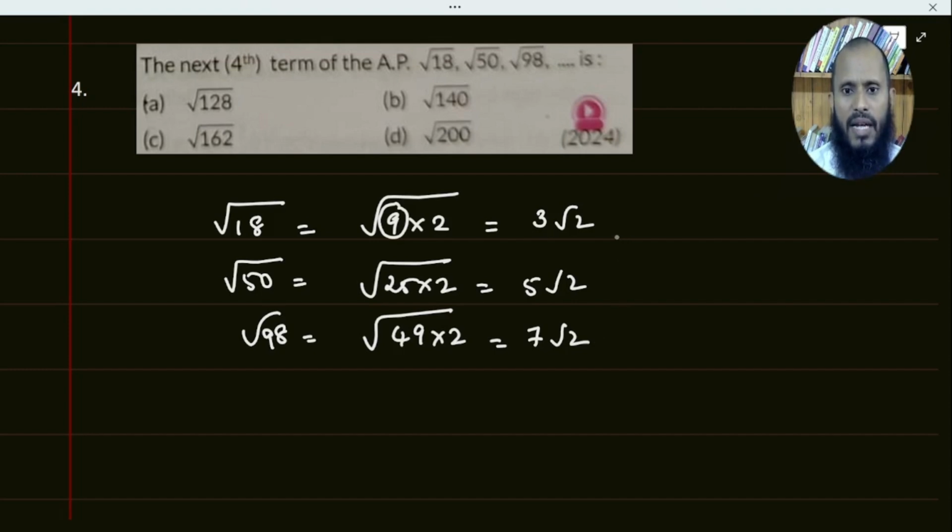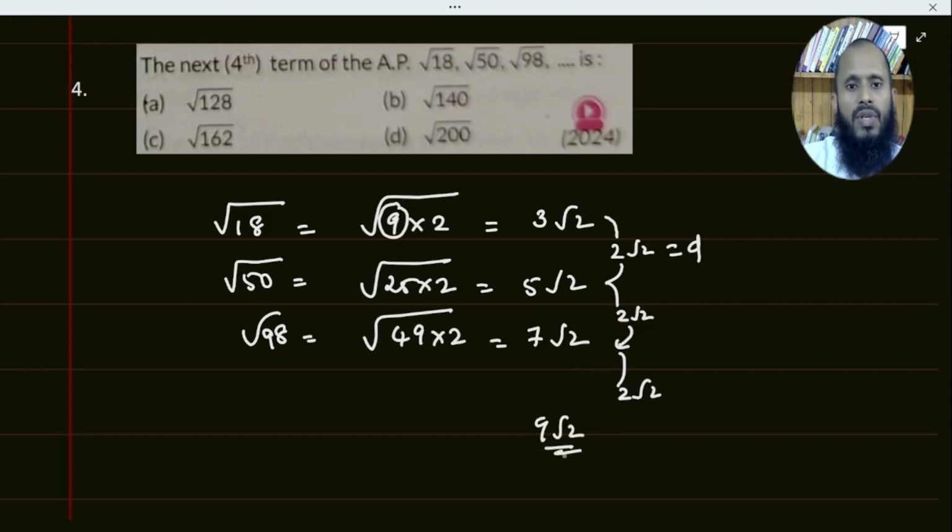Now I can see a pattern. To this 3 root 2, if I add 2 root 2, I'll get 5 root 2. Similarly, to this 5 root 2, if I add 2 root 2, I'll get 7 root 2. So, this is an AP with common difference d equal to 2 root 2. If I want to get the next term, I simply have to add 2 root 2. So, if I add 2 root 2 to 7 root 2, I'll get 9 root 2. So, 9 root 2 is the next term.